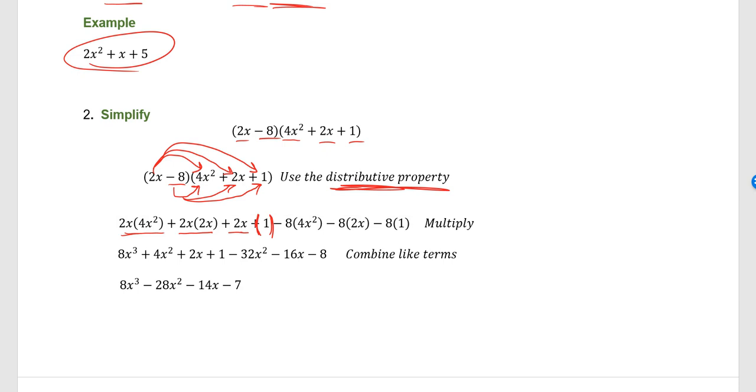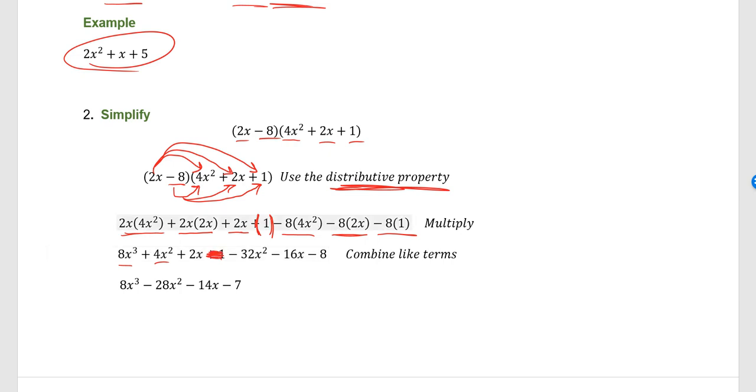Okay, minus 8 times 4x squared, and then minus 8 times 2x, and then minus 8 times plus 1. Okay, when we multiply everything, so 2x times 4x squared is 8x cubed, 2x times 2x is 4x squared, 2x times 1 is just 2x, right? And then there's no minus 1 here. It's just 2x.